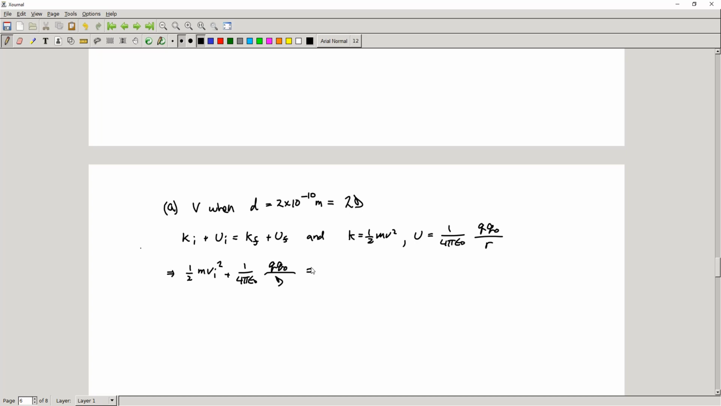And what's our final kinetic energy? That's going to be 1/2 m v final squared. We don't know what v final is, but this is the one that we're looking for. Plus our final potential energy, which is going to be 1 over 4 pi epsilon naught q naught over d. This is our lowercase d, the d that we have here, which is twice big D.